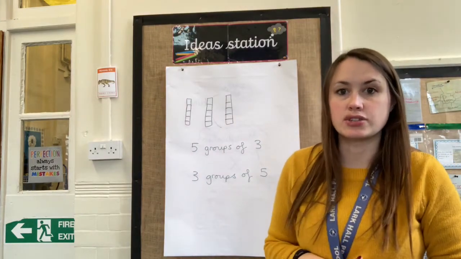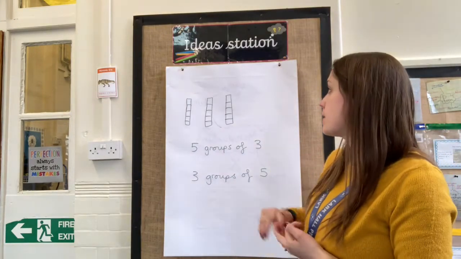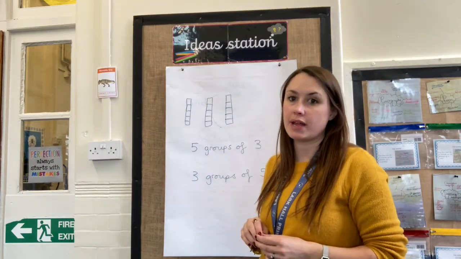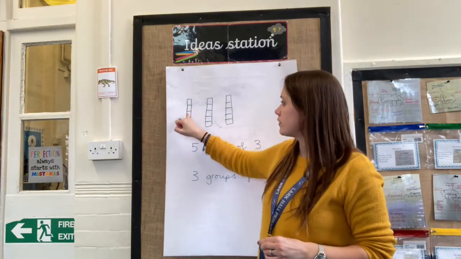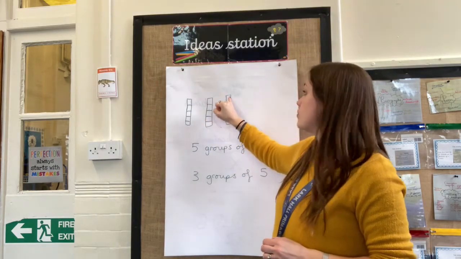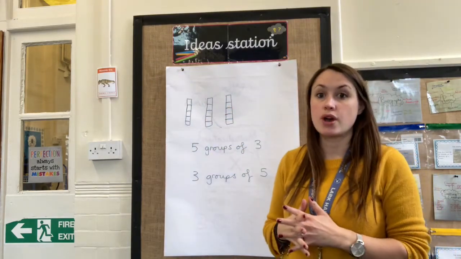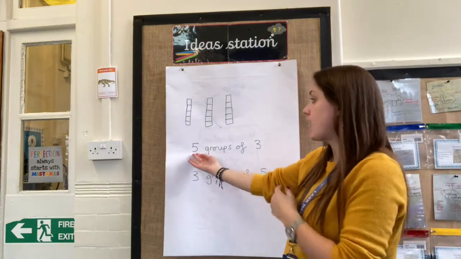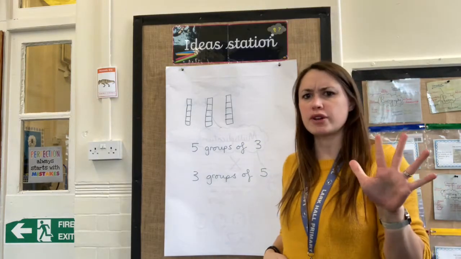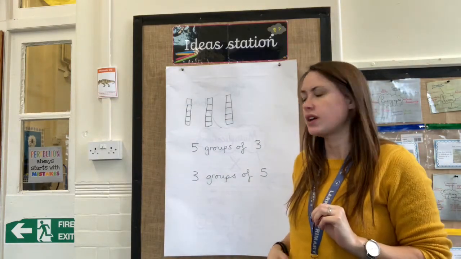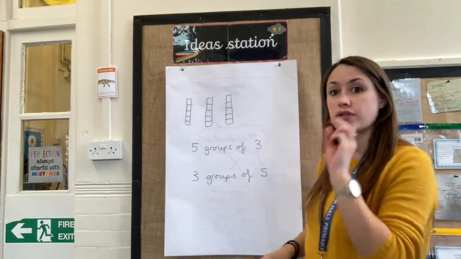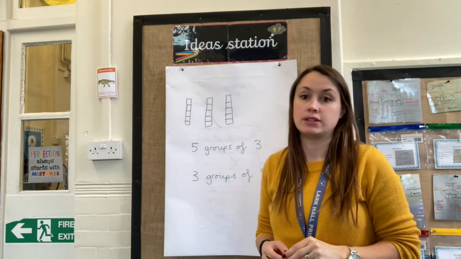Okay, so here's a challenge. I have drawn some cubes on the board. So this is to represent cubes. Now let's have a look at how many we have. We've got 1, 2, 3, 4, 5 in this group. 1, 2, 3, 4, 5. 1, 2, 3, 4, 5. Now, which one is the right sentence? Is it 5 groups of 3? Are there 5 groups with 3 each? Or is it 3 groups of 5? Are there 3 groups with 5 in each? Pause the video.